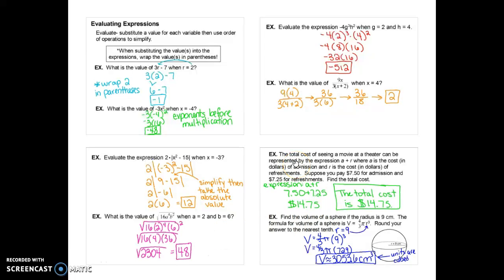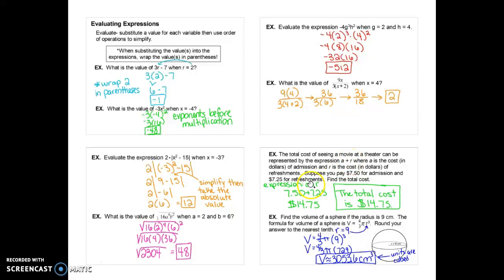All right, 2 more examples, and these are going to be our word problems. Okay, so we'll read through it for you. The total cost of seeing a movie at a theater can be represented by the expression A plus R. Okay, so that's our expression, A plus R. They tell us that A is the cost in dollars of admission. Okay, so the A value is how much does it cost you to get into the movie theater to see that given movie. Okay, that's your admission cost. And R is the cost, again in dollars, of refreshments. Okay, so whatever types of drinks you may buy.